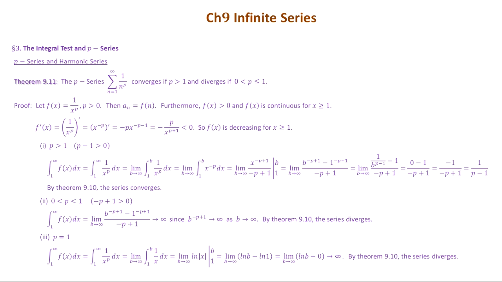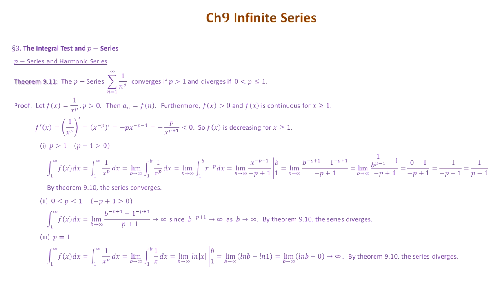And then you plug in b and 1, subtract, and take the limit. So we get ln b minus ln 1 with b approaching infinity. ln 1 is just 0. And the limit of ln b with b approaching infinity is also infinity. The natural log function increases without bound. So the integral diverges. So by the integral test, the series also diverges.